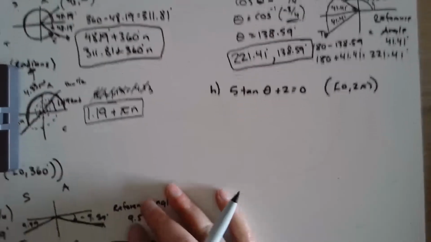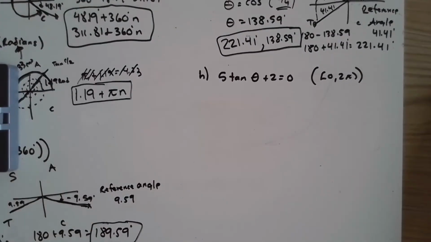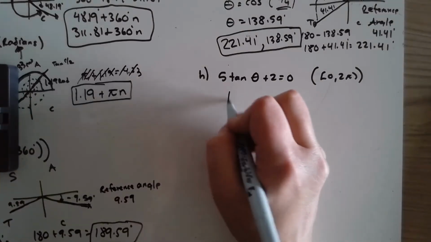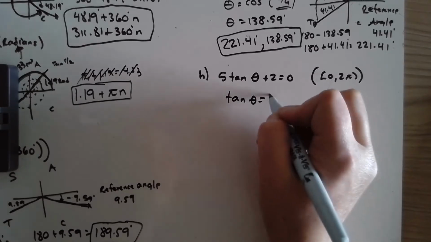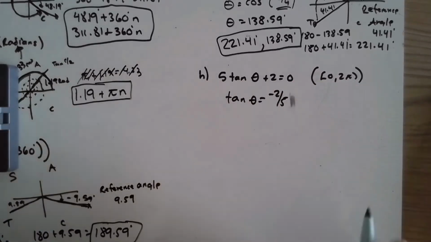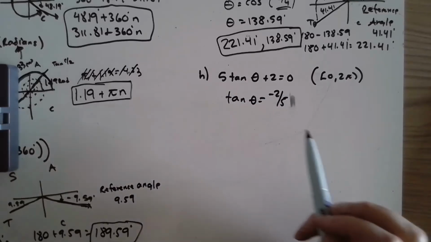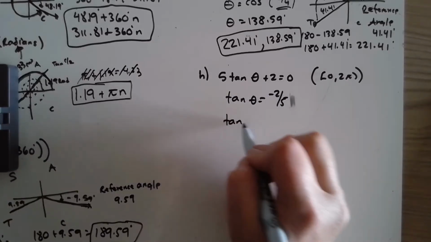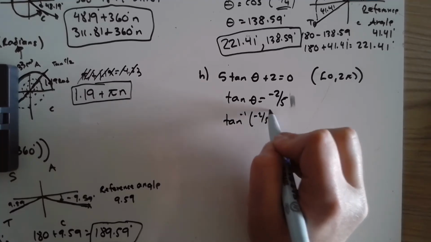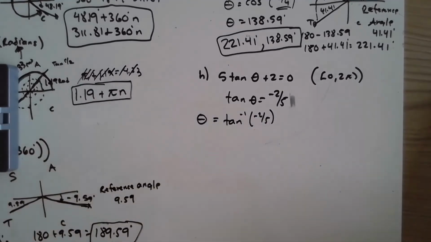Okay, last one. Letter H. Okay, letter H, here we go. Tangent theta equals negative 2/5. Okay, so negative 2 divided by 5. Arc tangent of negative 2/5 is going to equal theta.